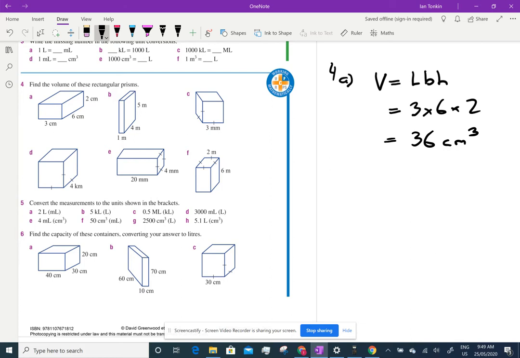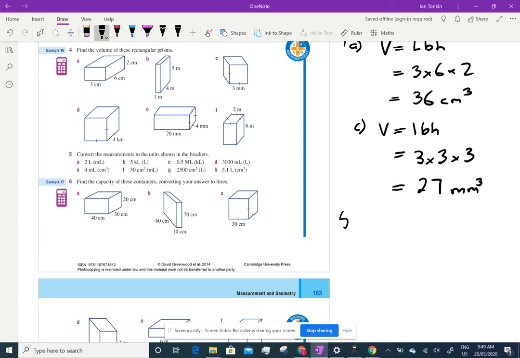Now, I'm not going to do them all, but I'm going to do C because it's slightly different. It's a cube, but it still has the same formula. So volume is length, breadth, height, but all the numbers are the same. The length is 3, the breadth is 3, and the height is 3. 3 times 3 is 9, and 3 nines are 27. We're in millimetres cubed. You should be able to do the other ones now.